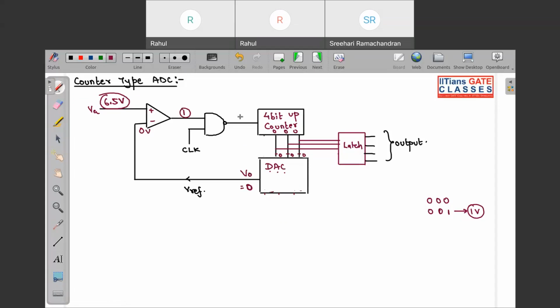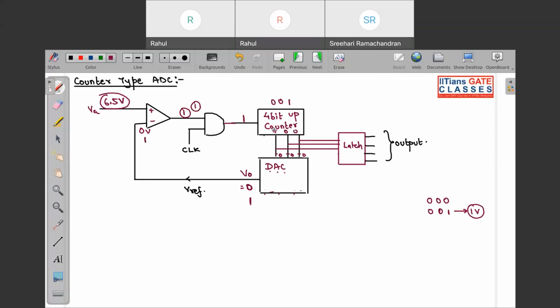Why have I taken a NAND gate? This is one AND gate, and this is the high clock pulse. Whenever this gets one clock, it will count up. So in the next state it will be counting 001. When it is 001, I have given the resolution of the DAC as 1 volt, so this will be 1. This one will come over here. Still you can see this is 6.5 and this is 1, so again the output will be 1, and here it will be 1.